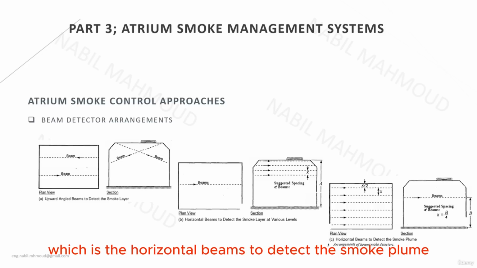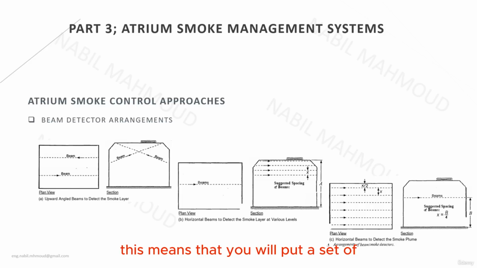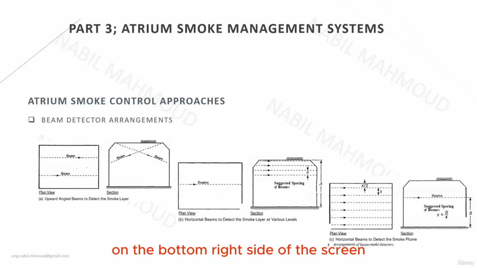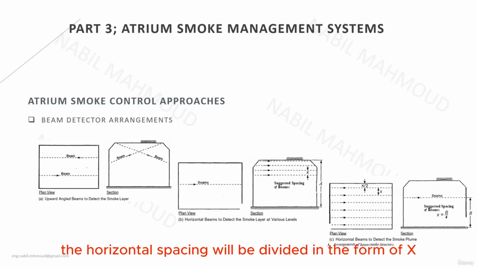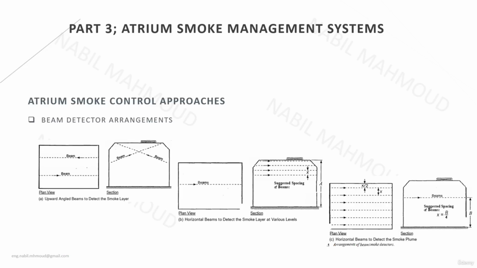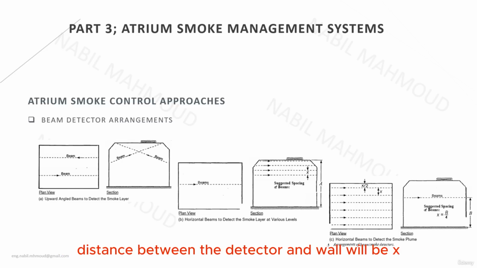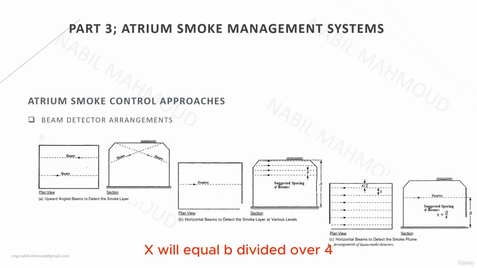And the third arrangement is the horizontal beams to detect the smoke plume. This means that you will put a set of beams at a specified horizontal level to cover the entire area of the atrium, and they will be spaced, as we can see on the figure on the bottom right side of the screen. The horizontal spacing will be x, and x will be the equal distance between each detector, and the distance between the detector and the wall will be x divided by 2. However, the vertical distance x will equal b divided by 4, where b is the elevation of the beams.